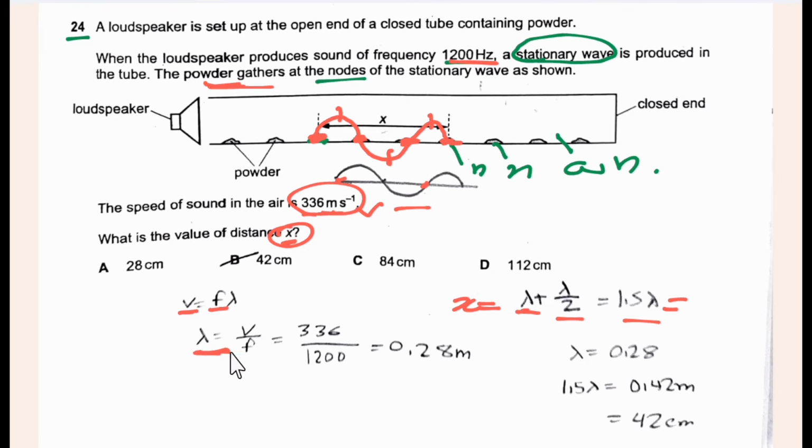After substituting the values, we find lambda, that is 0.28. So lambda is 0.28. After substituting the value of lambda in this equation, we find the value of x, that is 0.42 meter, or x is equal to 42 centimeter. So the answer should be B.